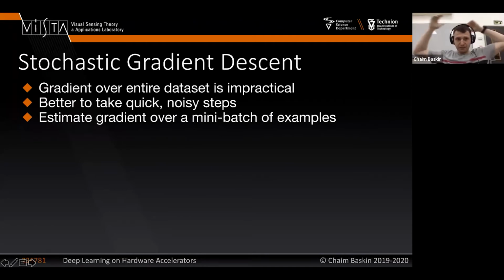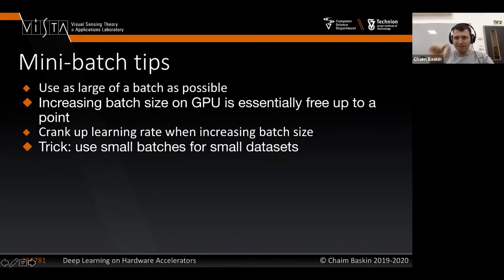Stochastic gradient descent, as we said: computing the gradient over the entire data set is impractical. So we take noisy steps and estimate over mini batches of randomly picked examples. A mini batch is a batch of examples that we use for one iteration of our gradient update. We will use as large batches as we can, depending on the memory of our GPU.